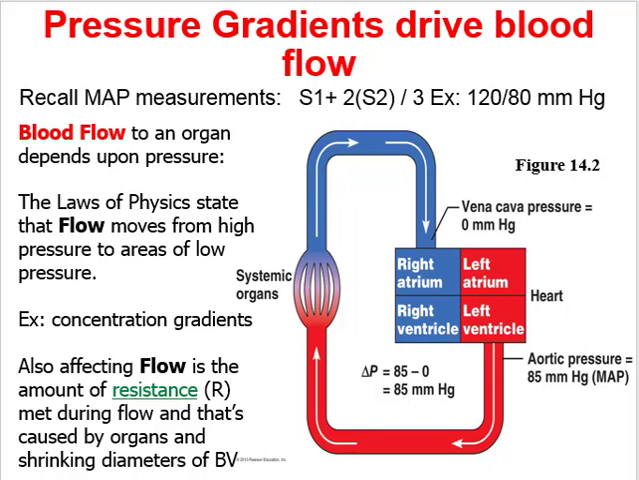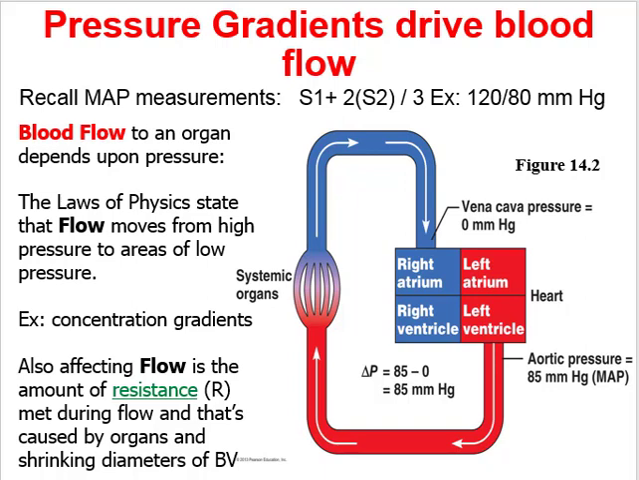So as resistance increases, if it's in the denominator, the flow is going to be inversely proportional. As R gets bigger, your flow rate is going to drop. Okay, and we'll talk more about this as well.